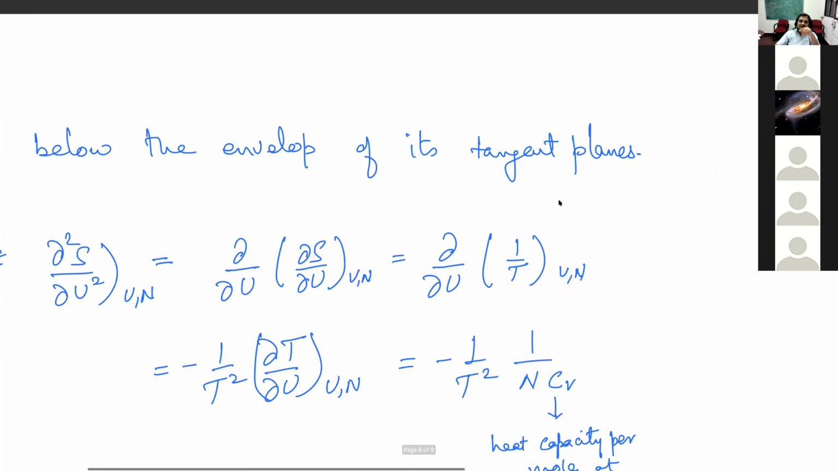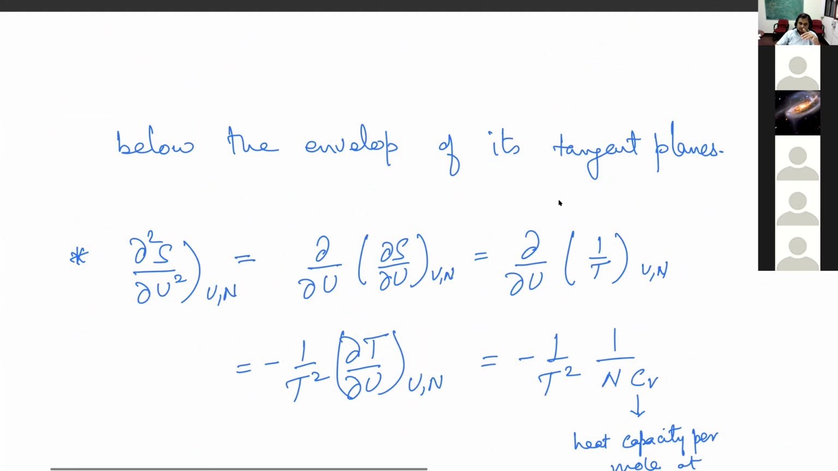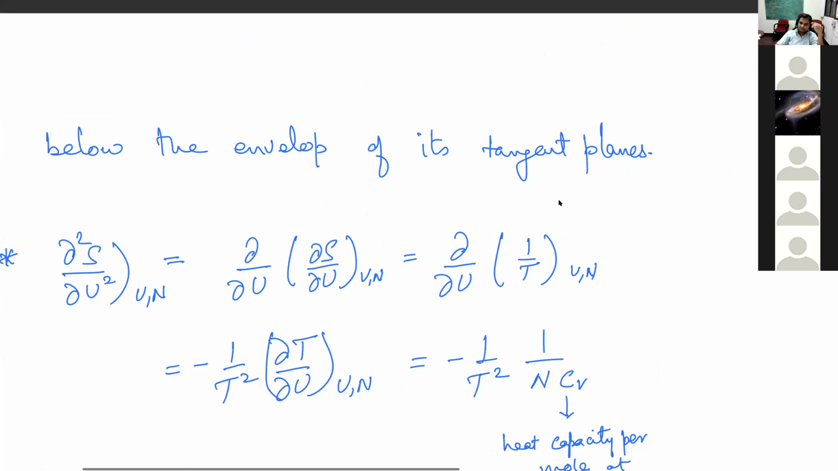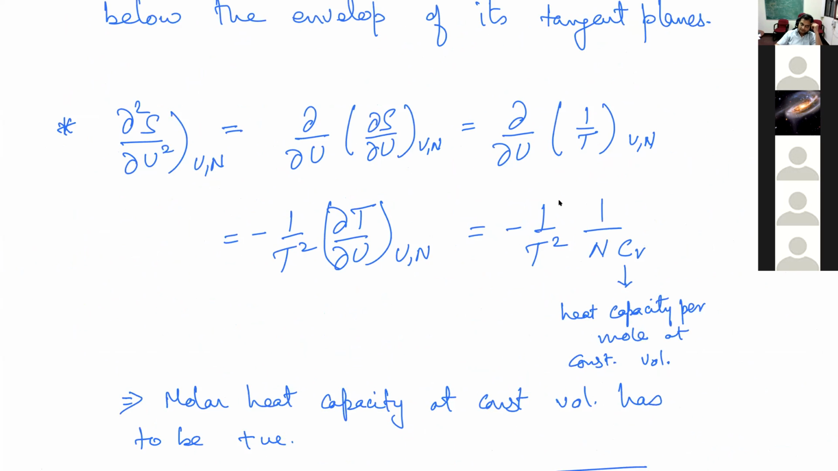Yeah. So the thermodynamically acceptable part of the fundamental relation should lie below the envelope of its tangent planes, just like the 1D case. Okay. So that is number one.